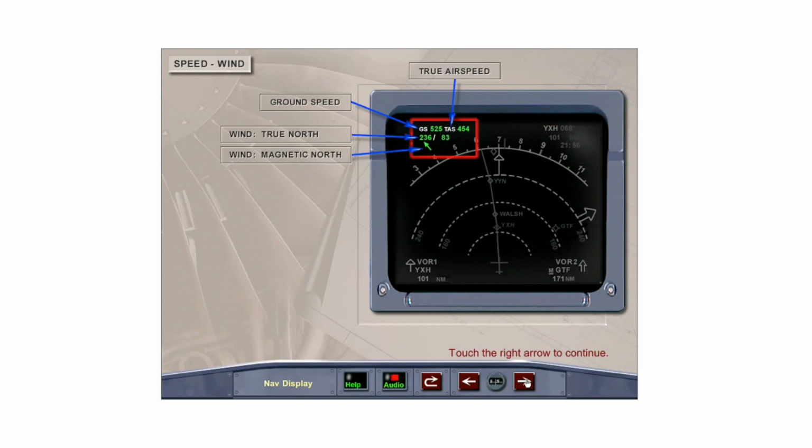In all modes, ground speed and true airspeed are displayed in the upper left corner, as well as wind speed and direction. The digital wind information is in degrees true north, while the green analog arrow is magnetic. The arrow only appears for wind speeds greater than 2 knots.